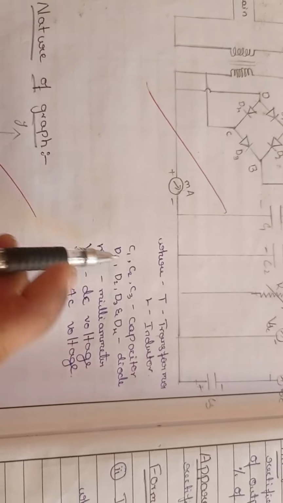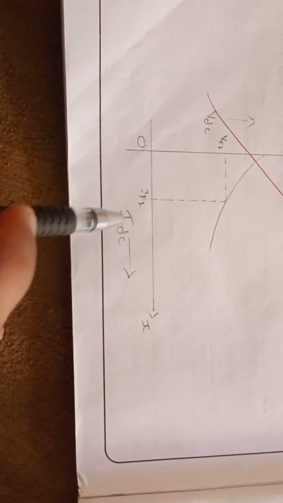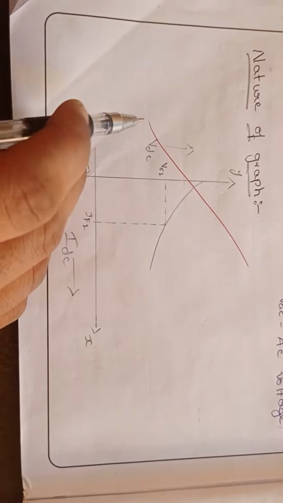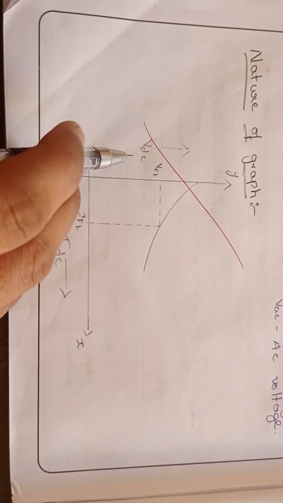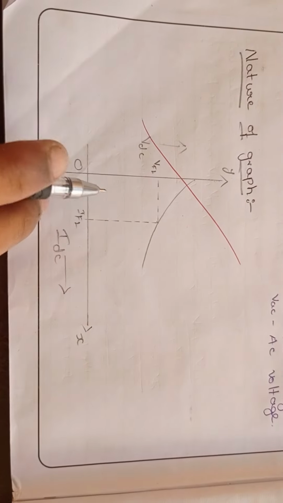Nature of the graph for this experiment is, on the x-axis we have to take current in DC, and on the y-axis we have to take voltage in DC. Then we will get a graph like this.